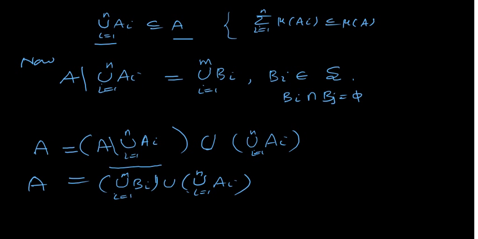Now, the sets in the union here are all sets of S. The Ai's are members of S and the Bi's are also members of S, and their whole union is also a member of S. So we can apply mu on both sides. And they are also disjoint.